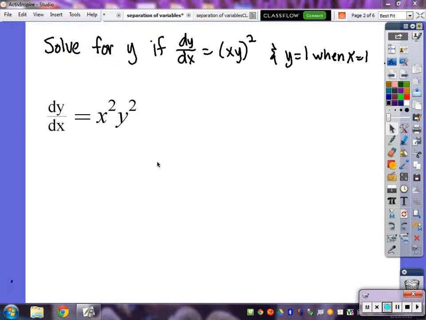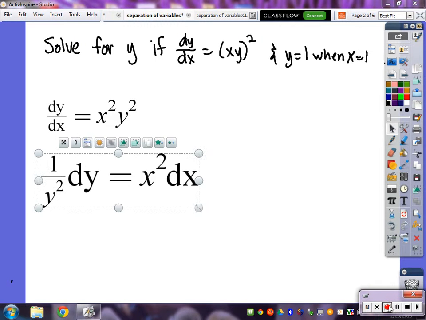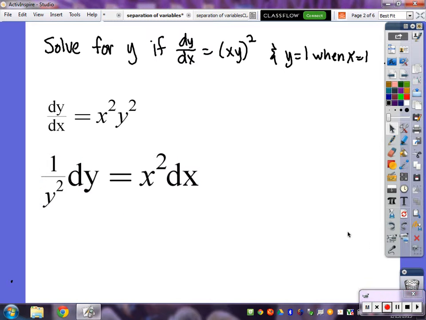So from there I want to separate my variables by taking all my y variables and moving them to the side with dy and moving all my x variables to the side with dx. It would be easier just to multiply both sides by dx and then divide both sides by y squared. When you do that, you get 1 over y squared dy equals x squared dx. And then from there, to solve the differential equation, I would just integrate both sides individually. So I'll do that next.